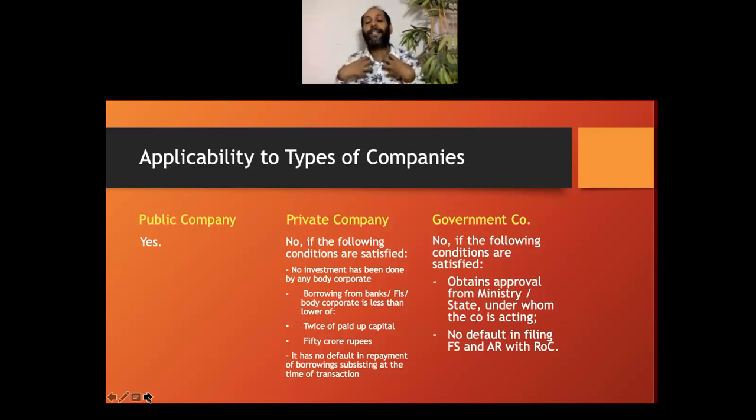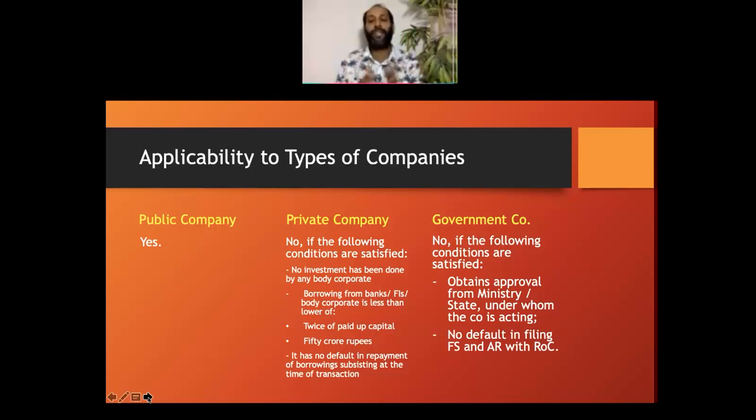Mind you, the second condition is about the borrowing status of the private company. The borrowing status should be well within the limit. Which is the limit? Twice the paid up capital or 50 crore rupees. If it is within the limit, then you will get exemption. And the last one is very important. This private company should not have any default in repaying the subsisting loans or subsisting repayments with respect to that private company. Friends, this is very important.